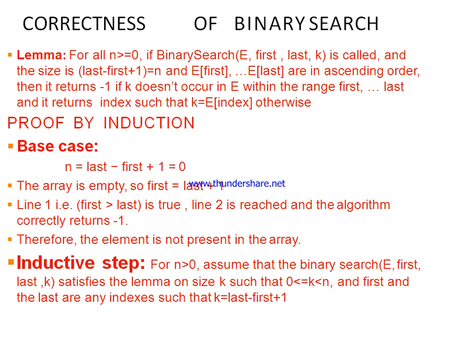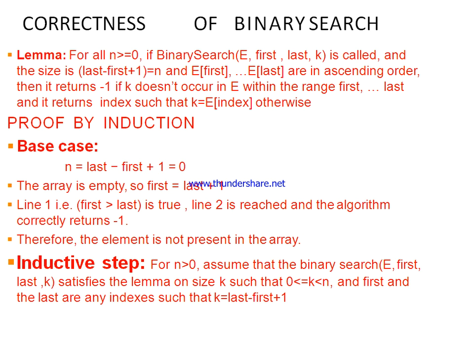Correctness of binary search. For all n greater than 0, if binary search of A, first, last is called, and the size, last minus first plus 1, equals n, and A from first to last is in ascending order, then it returns minus 1 if the element does not exist, and it returns the index value if the element exists.